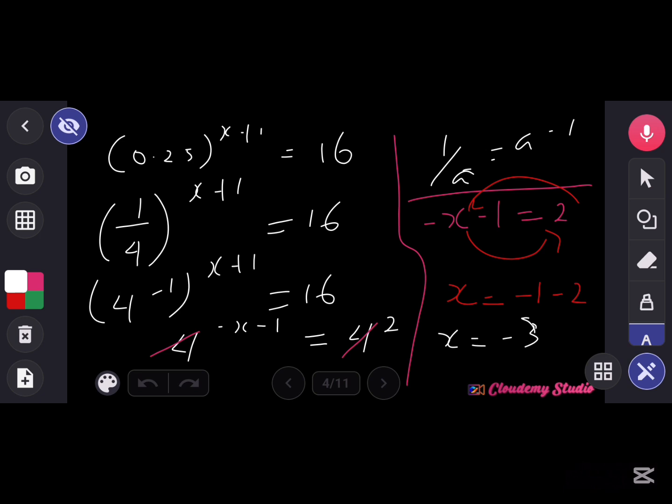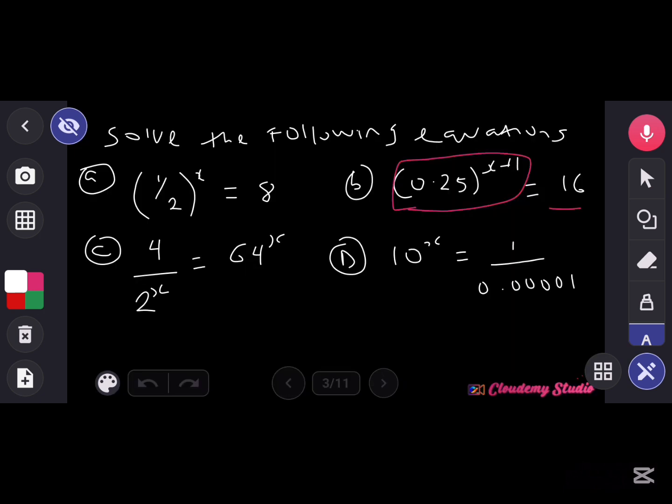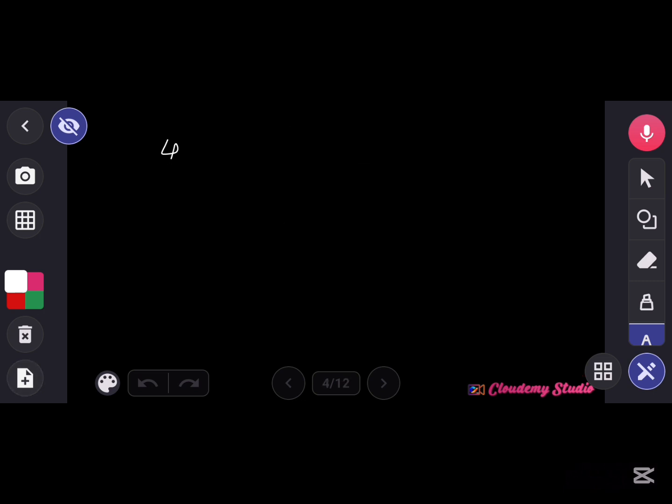You can try to cross check this as well. You are going to have the same thing. You understand? So that is that. So let us proceed to the next question. Now, the next question is what? The next question is this, which says 4 divided by 2 raised power x equals 64 raised power x. Therefore, we are going to be having 4 raised power 2 raised power x equals 64 raised power x.